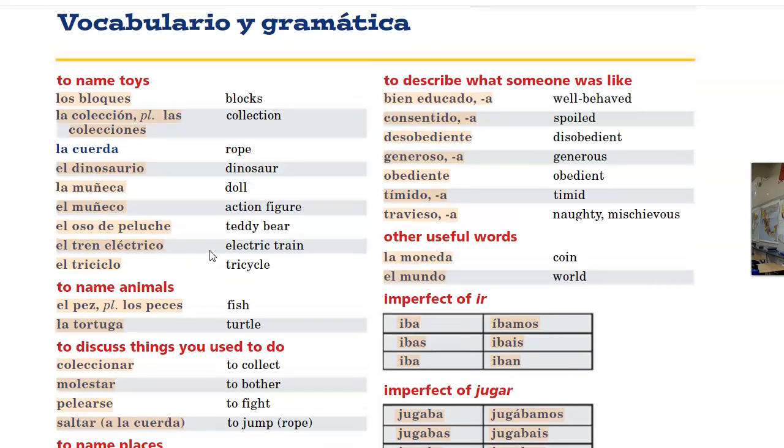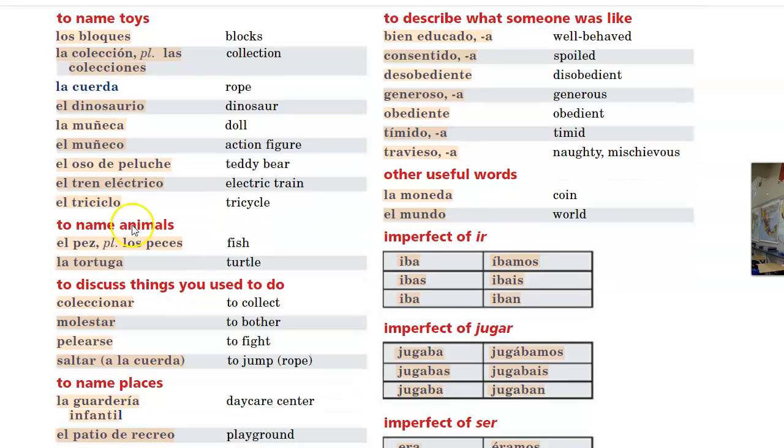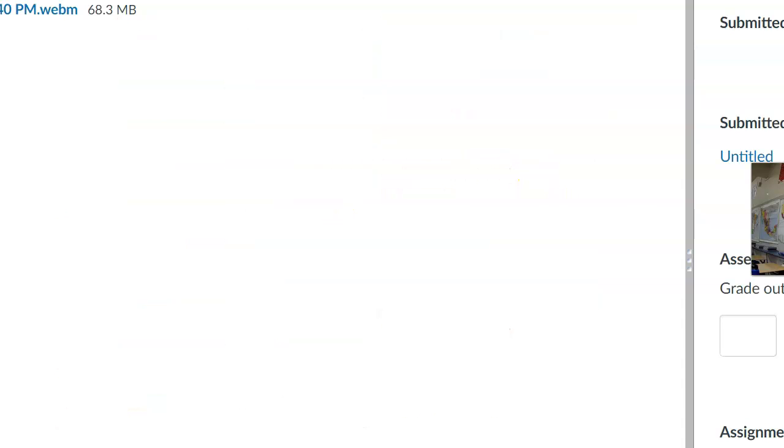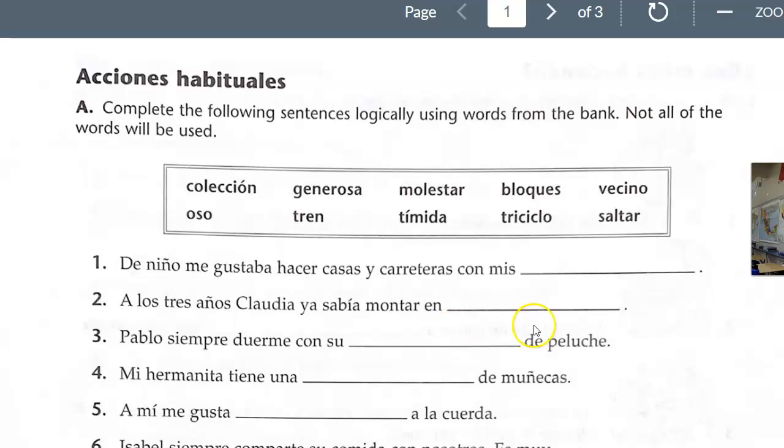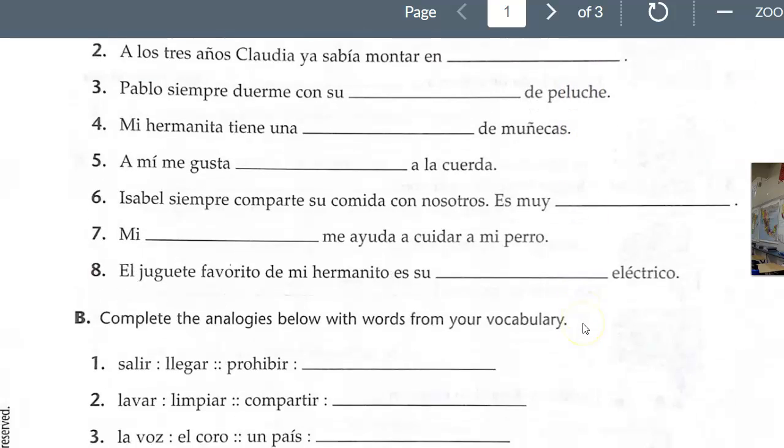Montar, not on the page, but triciclo is tricycle. That kind of makes the most sense. So we're going to put triciclo there for number 2. So pick the vocabulary word that fits the context. And again, not all of them are going to be used.